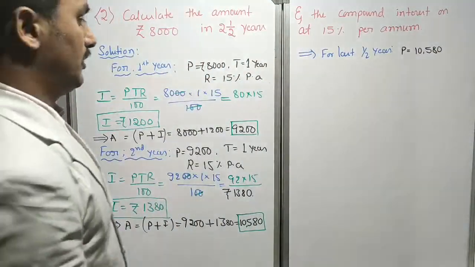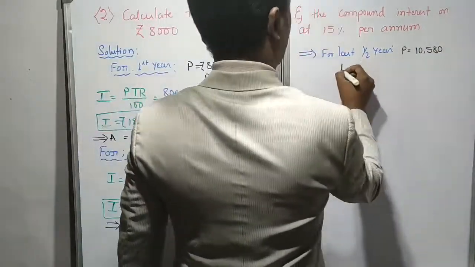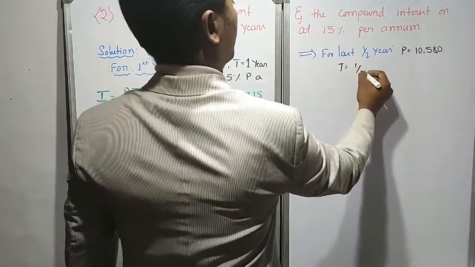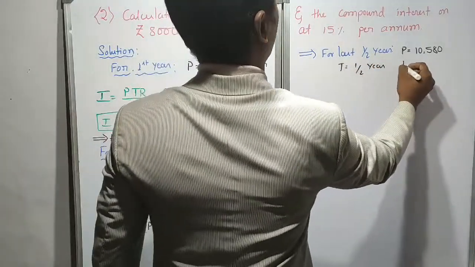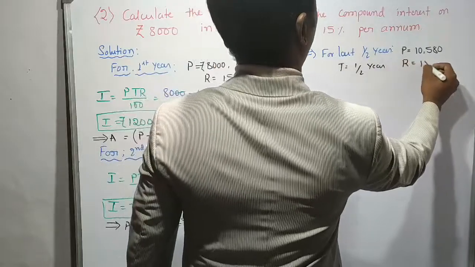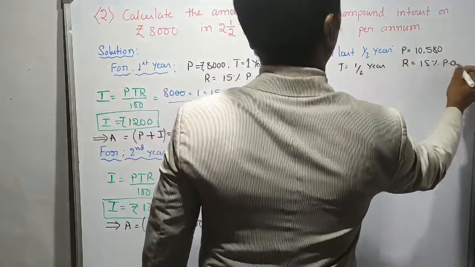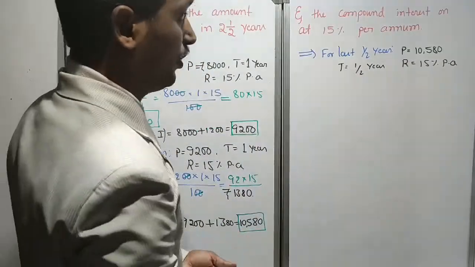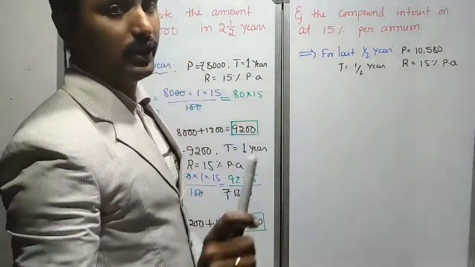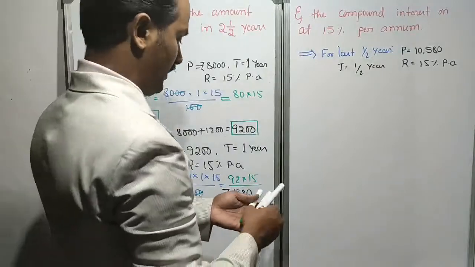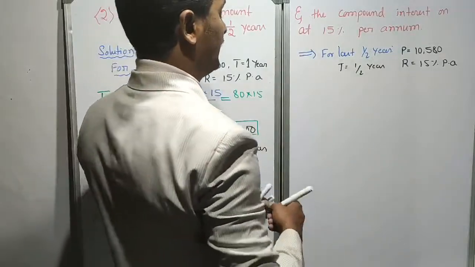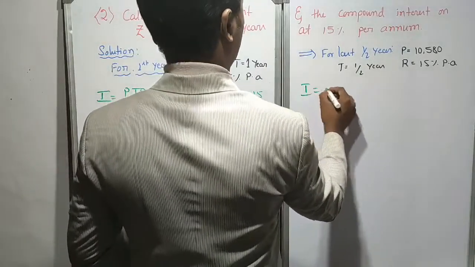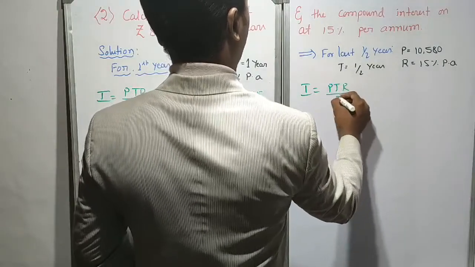Next, that time is equal to what? Half year. Then rate of interest is equal to 15% per annum. Per annum 15%, but we are calculating half year, no problem. But don't take 7% here. Don't reduce the rate of interest. What next step, dear children? See, same as before, interest formula is equal to PTR divided by 100.